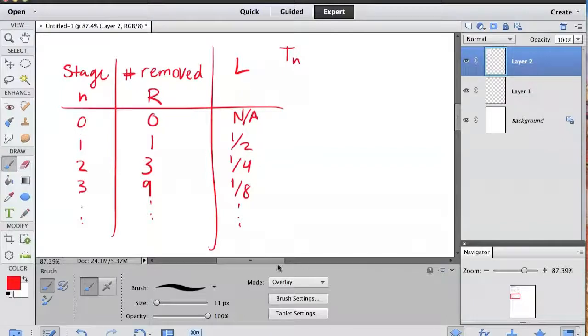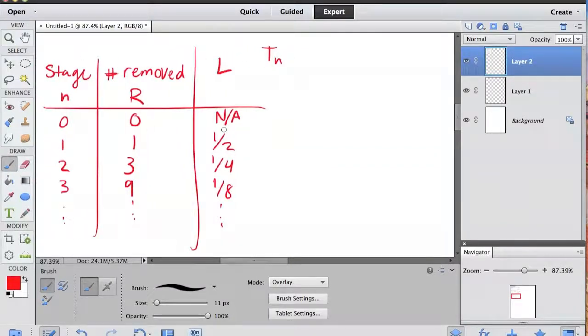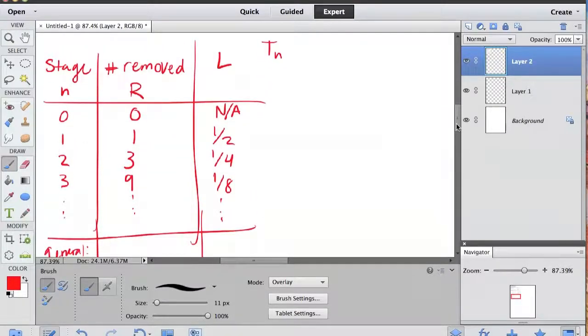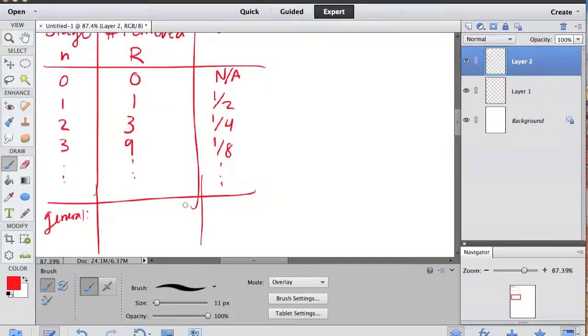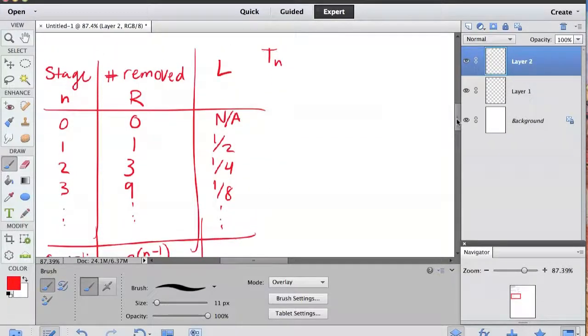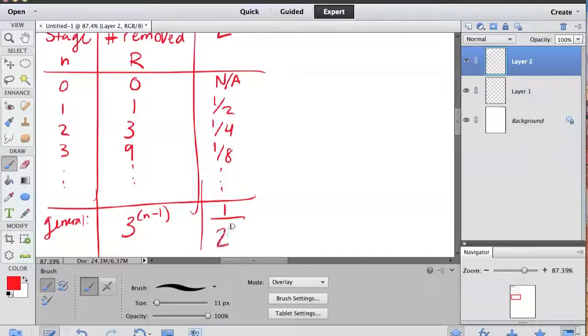So now we're going to come up with general formulas for each of these sections with respect to n. For the number removed, we see that when n equals 0, R equals 0. When n equals 1, R equals 1. And each one is a multiple of 3 after that. So I'm thinking that for the number of triangles removed, I'm going to use 3 to the n minus 1. And this satisfies all these values given the value of n. And for L, I'm going to use 1 over 2 to the exponent n.